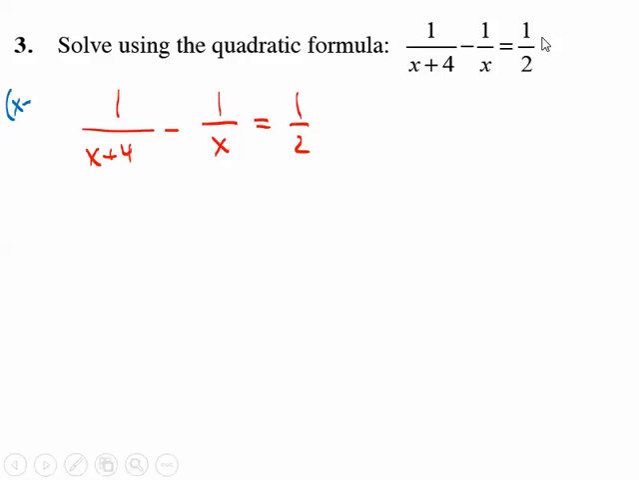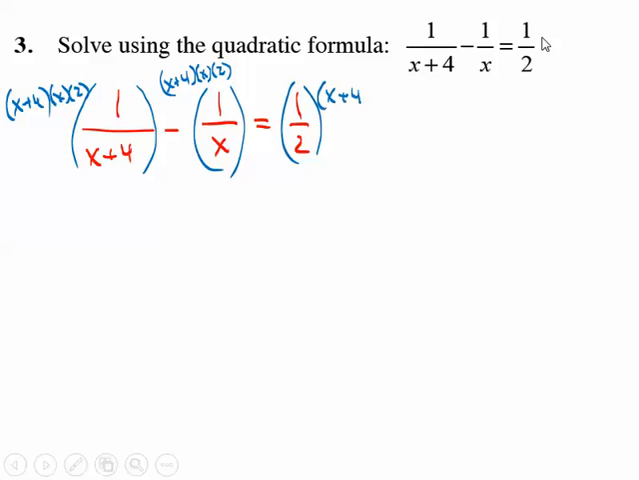So multiplying through by x plus 4 times x times 2 here, and x plus 4 times x times 2 here, and x plus 4 times x times 2 there. And again, what I'm trying to do is get rid of my denominator. All right, the x plus 4 cancels over here, so I'm just left with x times 2 times 1. I like this. I can just put down 2x.